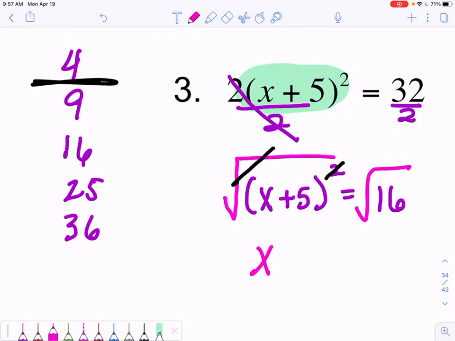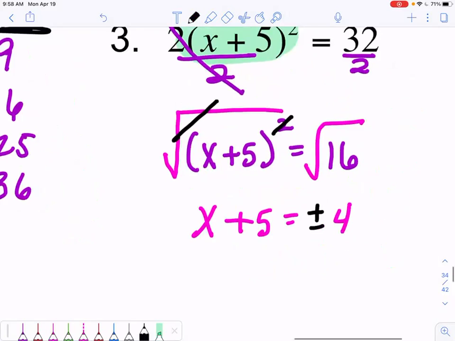So we end up with x plus 5. Emma, do you know what the square root of 16 is? 4. And again, a plus or a minus. Anytime you take a square root, as soon as you take that square root, don't forget that plus or minus. And then, Emma, how would you get x by itself?